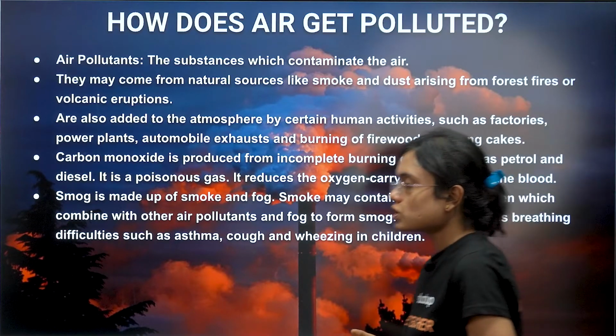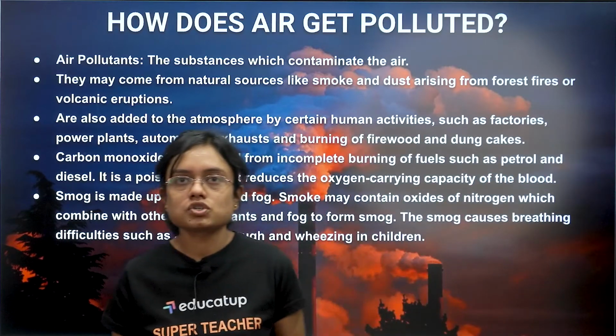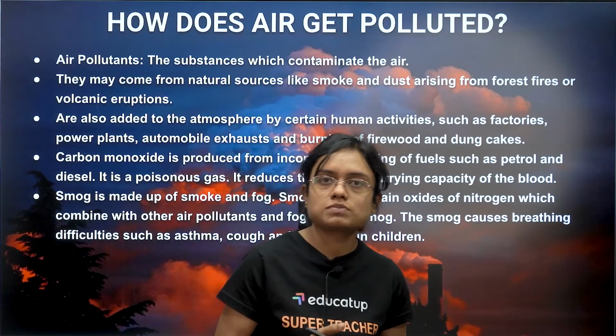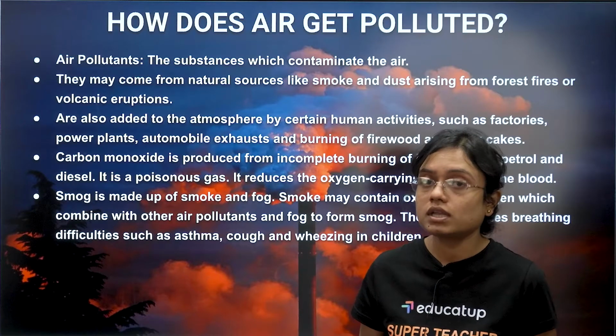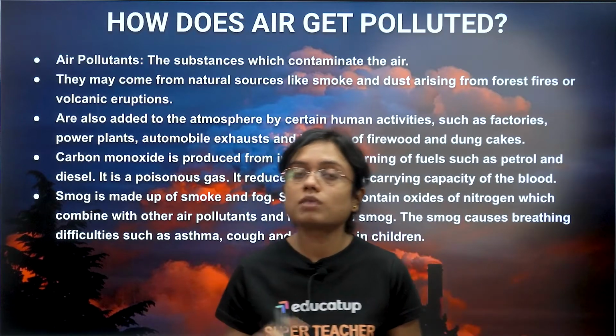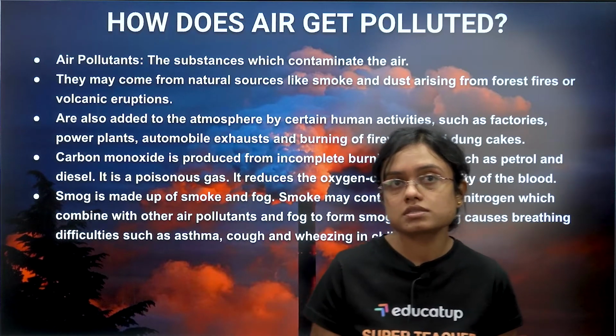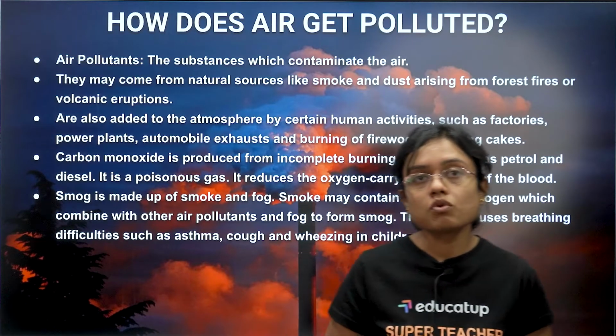Carbon monoxide is produced from incomplete combustion or incomplete burning of fuels such as petrol and diesel. It is a poisonous gas because once it has entered the body, it combines with hemoglobin and forms carboxyhemoglobin, which is poisonous. Now, smog is made up of smoke and fog.